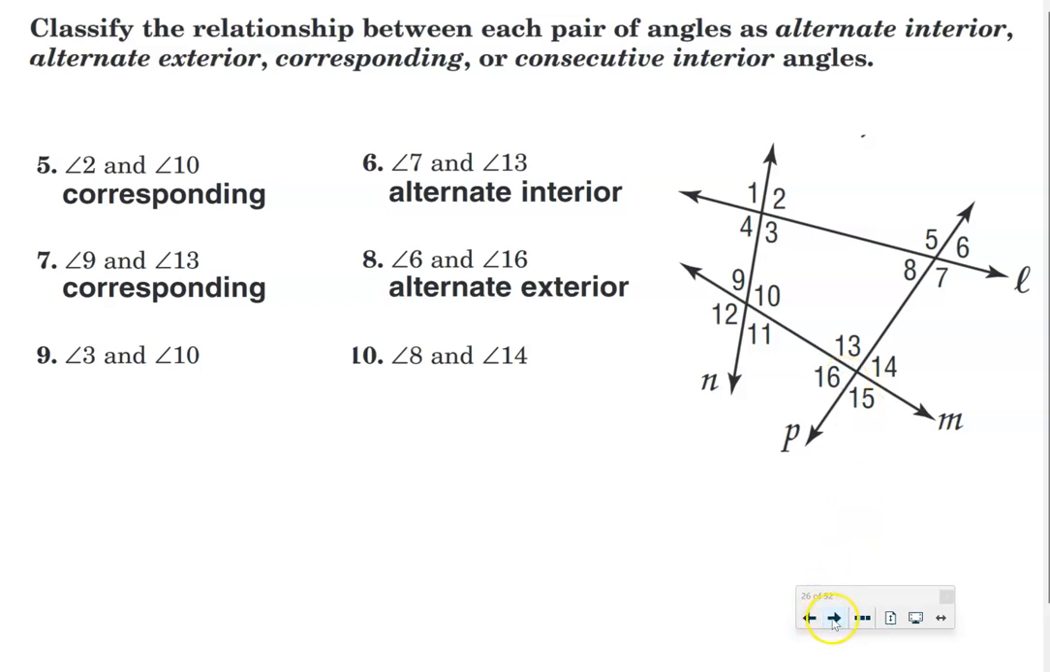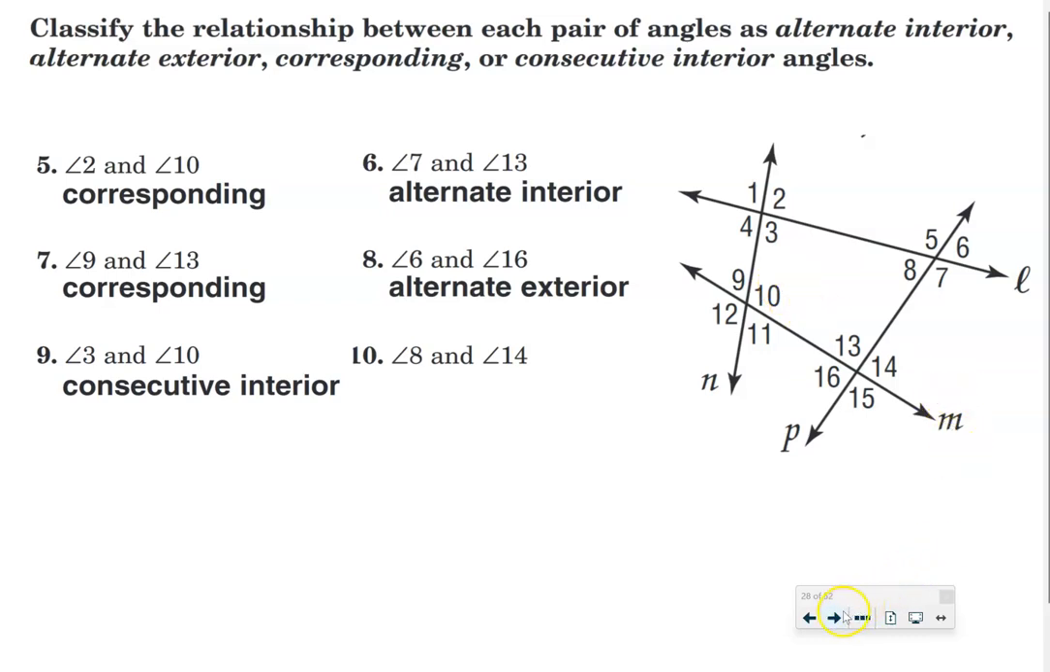Let's look at number 9. 3 and 10. That's going to be consecutive interior or same side interior.